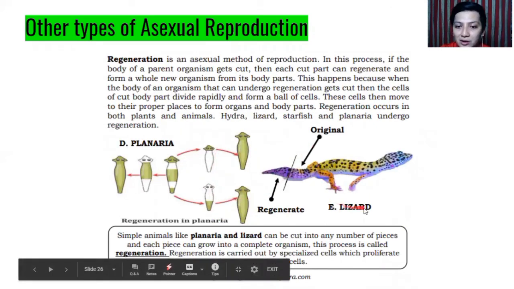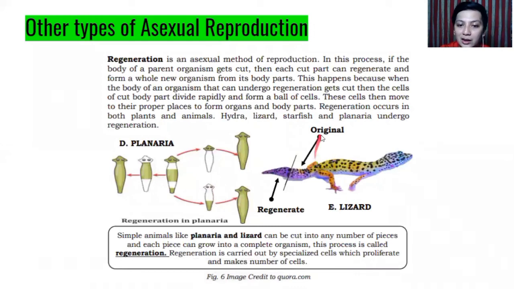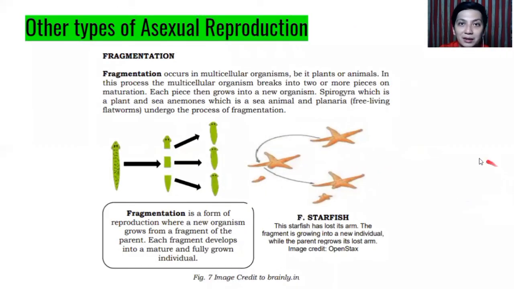Then we have the lizard. So this is the original part. So if the tail of the lizard gets cut, then what will happen is that the cut part will become regenerated. And then we have fragmentation.